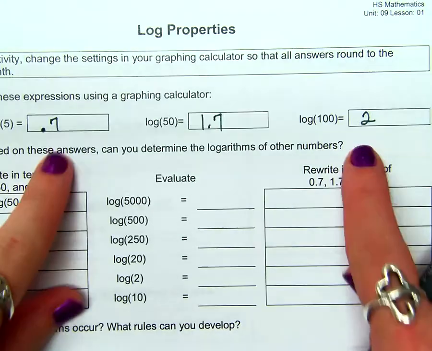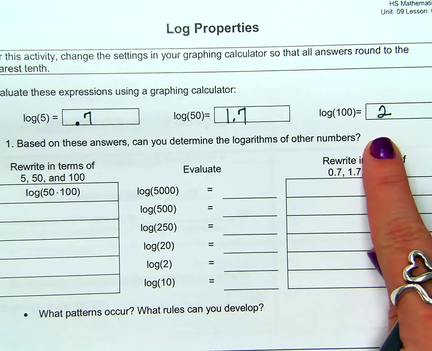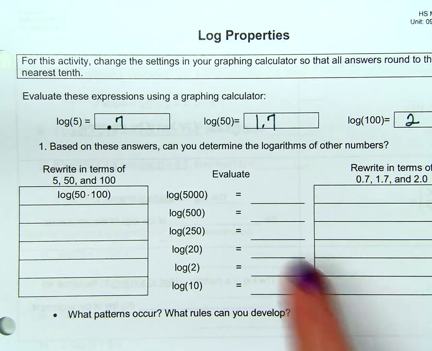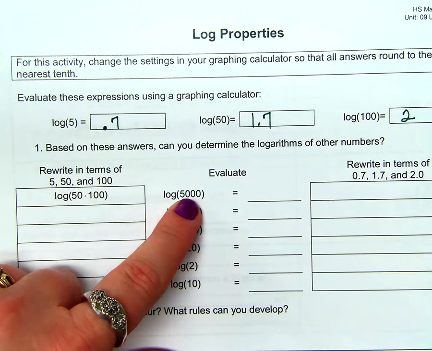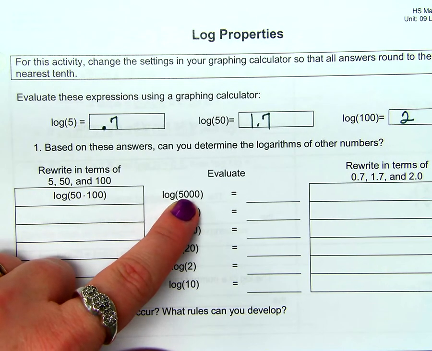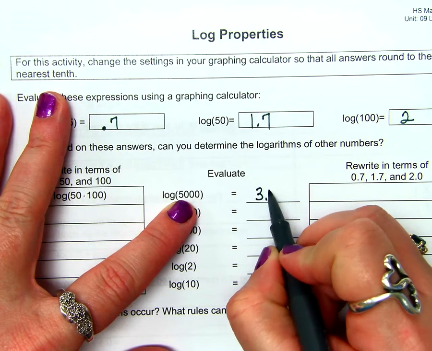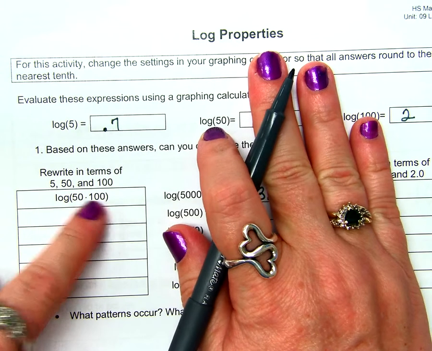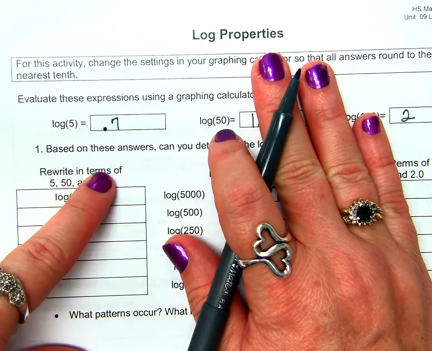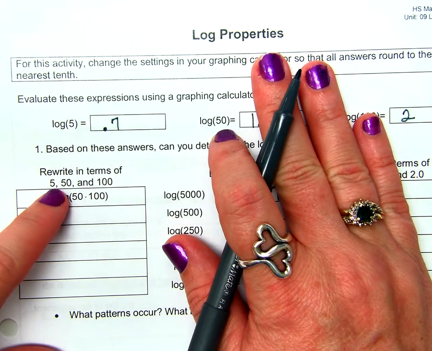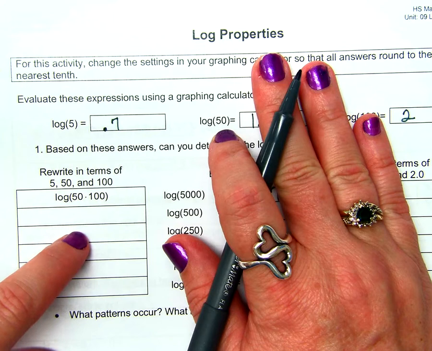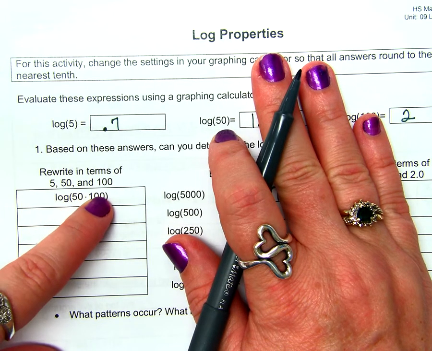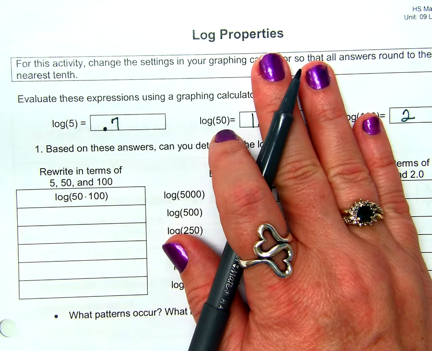Now we're going to use these 3 values for the problems down here. We're going to refer back up to those 3 values. So first of all, somebody please evaluate for me the log of 5,000. Say it again. 3.7. Now I'm going to step to the left here for a second. How could I rewrite log of 5,000 in terms of 5, 50, and 100? Does that make sense? Is 50 times 100 the same as 5,000?